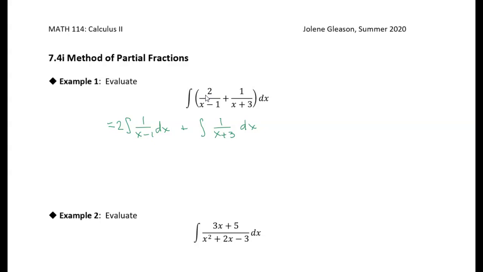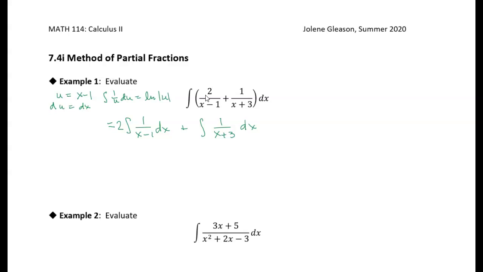Now this is fairly straightforward. I could do a substitution here. I usually don't bother because I've done enough of these, but I'll do a substitution on this one. If I let u equal x minus 1, then du is just equal to dx, because there's no coefficient, and that constant, when I differentiate it, just becomes 0. So I end up with the integral of 1 over u du, which is just the natural log of the absolute value of u.